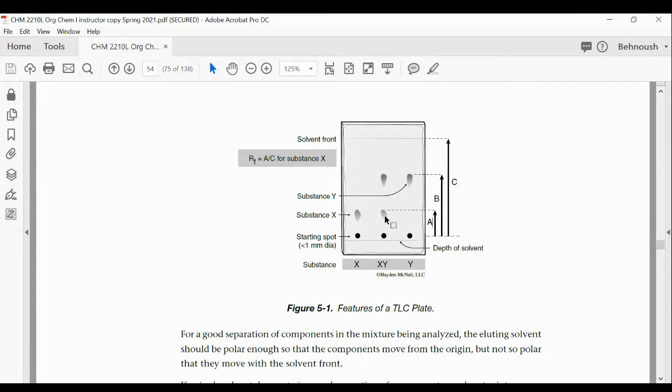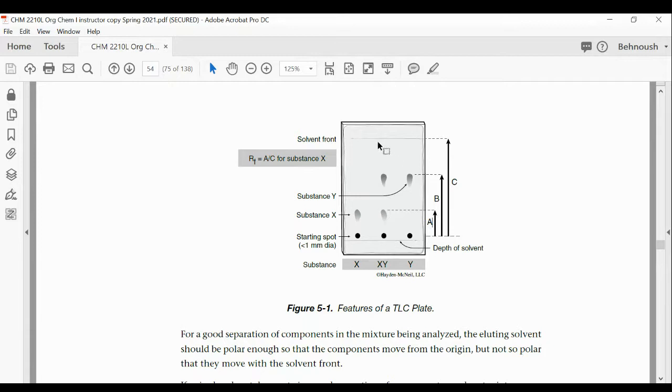If your unknown is not a mixture, it would show only one spot, and that spot could be aligned with the compound on the right side or with the left side, and you identify your unknown. If you see multiple spots, that means your unknown is a mixture of multiple items.